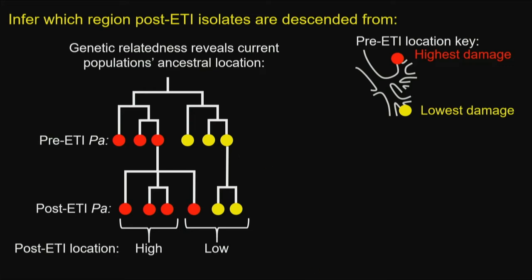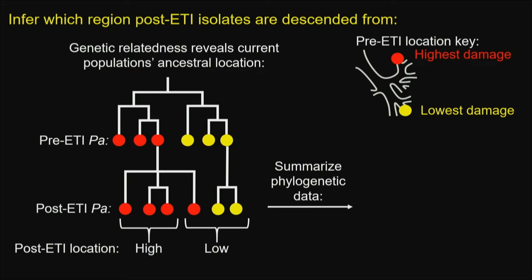And what we'll be most interested in seeing is an example like this isolate, where it was found in the low damage region, but it actually descends from the high damage region. And so this represents a potential migration from the high damage region into the low damage region. Now, for this example, I'm only showing you 12 isolates, but for many patients, we had upwards of 1,000 isolates that we're summarizing across.